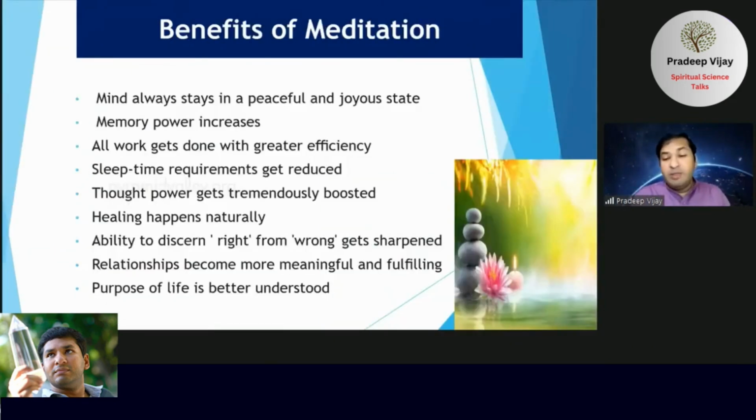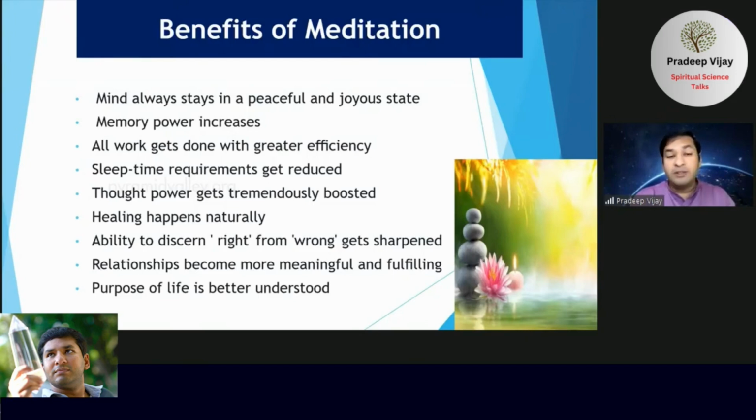So finally, what are the benefits for the newcomers? Sir, what benefits do I get? Okay, now I understand the science of meditation. I know what meditation is. Meditation is empty mind. I understand the steps in meditation and the science behind it. I understand everything. But what are the benefits? The benefits are innumerable. Some of the most important benefits, generally benefiting humankind, is that the mind always stays in a peaceful and joyful state.